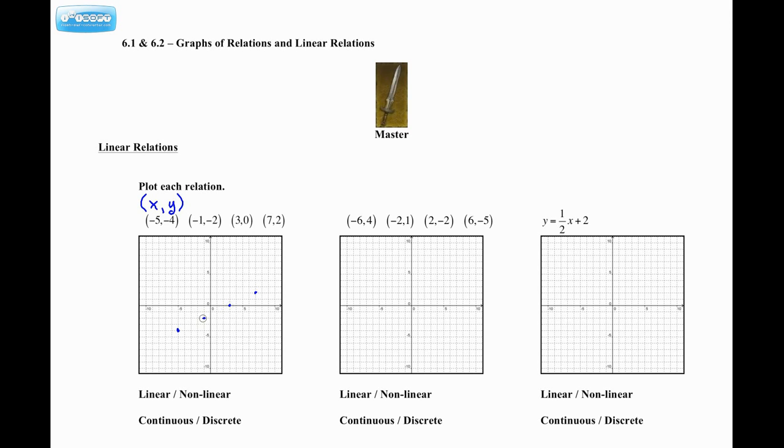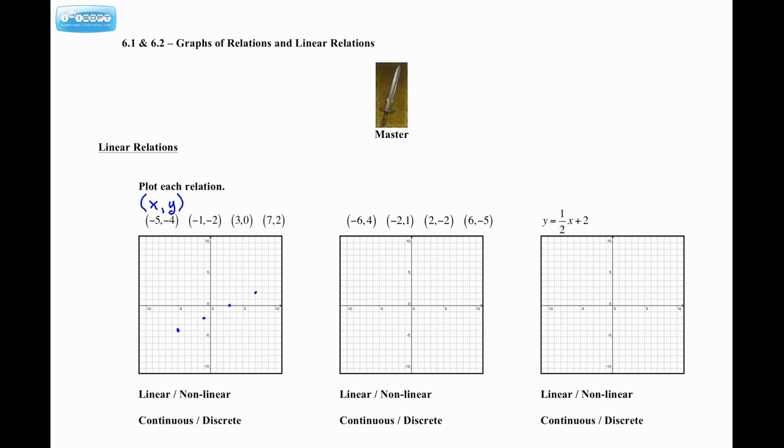Now some of you might want to jump the gun and just say, oh, well, here's a bunch of dots. Let's connect them. Okay. Do not connect these dots. It only asked to plot these 4 points, and only these 4 points. So you should not assume that you can connect them.